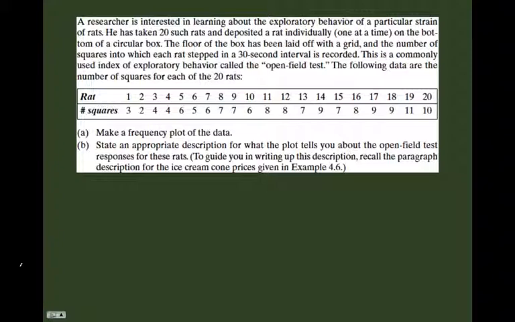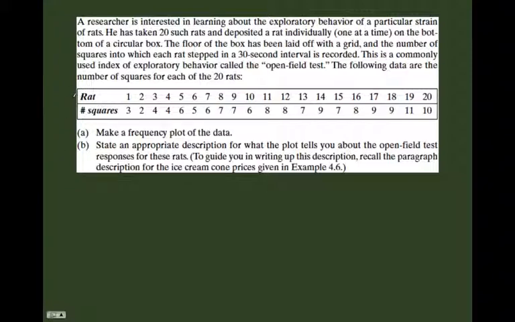The floor of the box has been laid off with a grid, and the number of squares into which each rat stepped in a 30-second interval is recorded. This is a commonly used index of exploratory behavior called the open field test. The following data are the number of squares for each of the 20 rats.